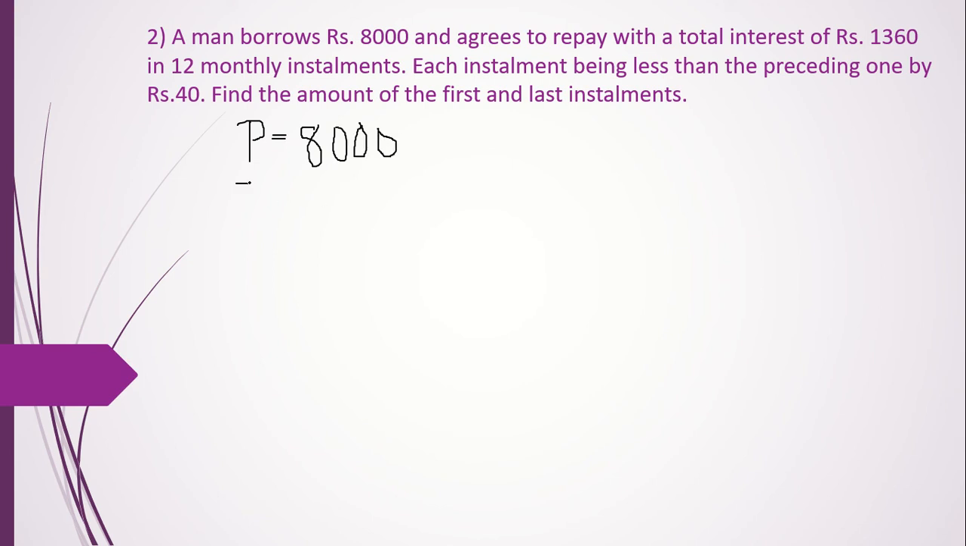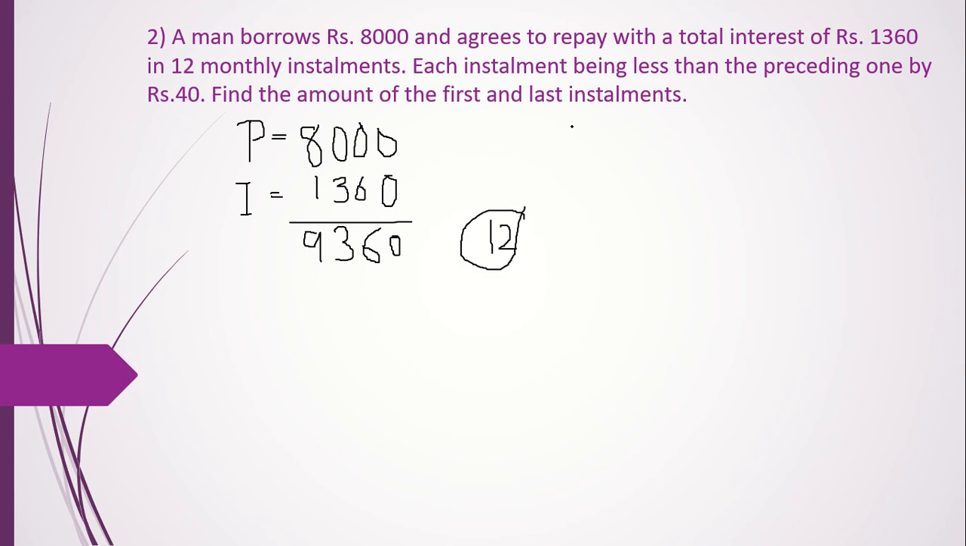And interest is 1,360. Now when he has to pay it back, he has to not only pay 8,000 but also interest, no? With interest he agrees to repay, right? So how much does he have to repay back? 9,360. This amount he has to repay back. How many installments? In 12 installments.